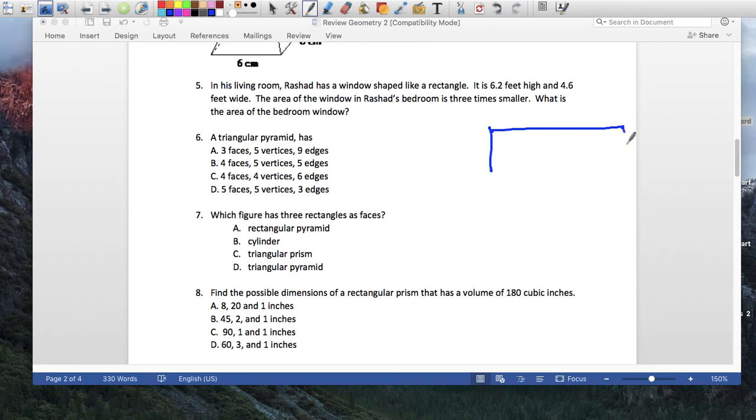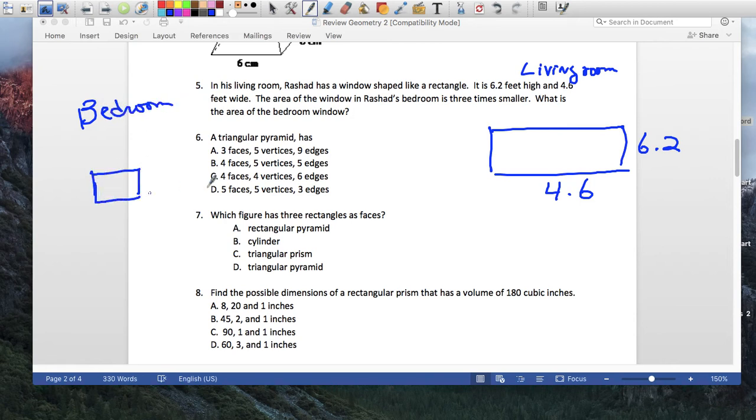In his living room, Rashad has a window shaped like a rectangle. So let's draw it out. It's 6.2 feet tall, 4.6 feet wide. This is the living room, so I'm going to write living room over here. And there's the window in Rashad's bedroom, so I'm going to write bedroom over here.